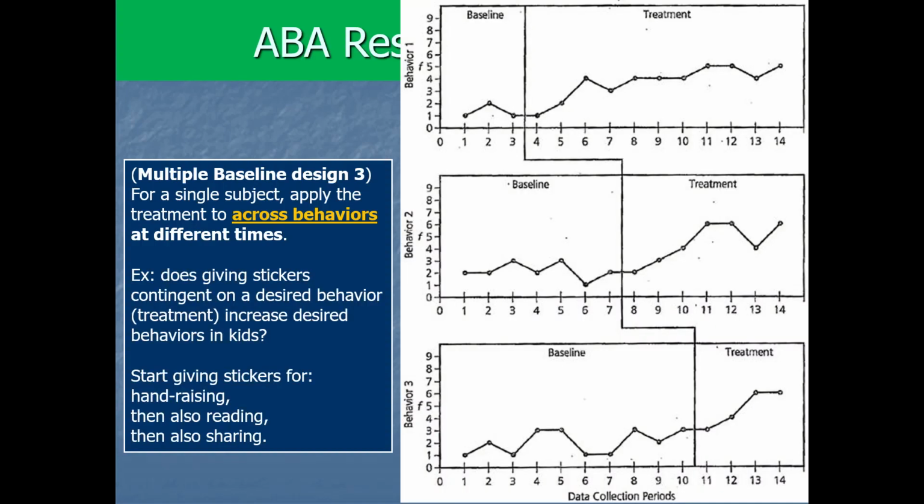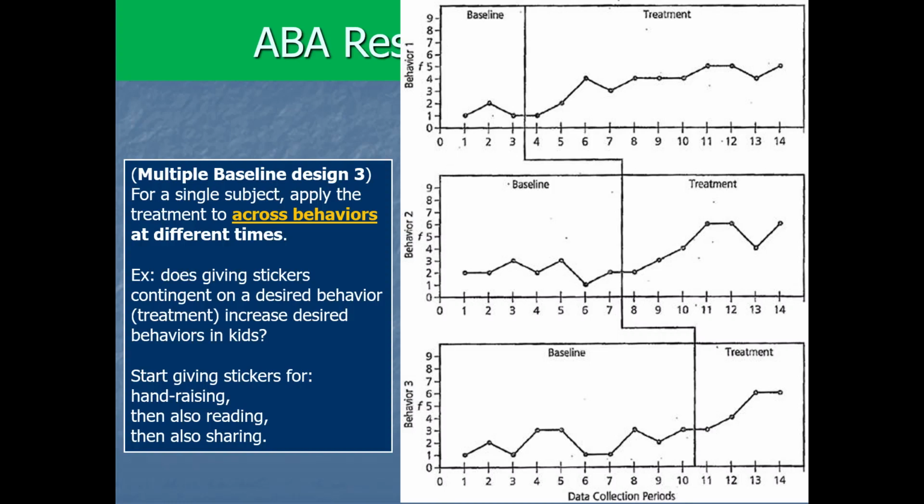So, for example, if we want to test an intervention that involves giving stickers as a reinforcer contingent on a desired behavior, then we'd measure a few different behaviors for a while as a baseline, right? Then on day 4, maybe, we start giving the sticker anytime they do the hand-raising behavior, right? If that's our first behavior. So we've got a contingency of hand-raising leads to a sticker. And we can see from the top graph here, hand-raising does increase after that contingency is added.